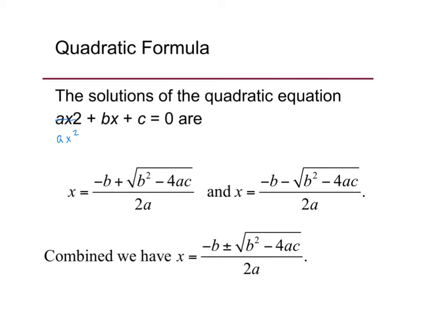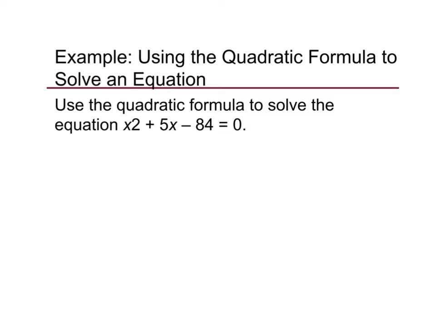Okay, so notice this guy up here is equal to 0. When I have a quadratic that equals 0, the solutions are found using the quadratic formula. And I like the combined version at the bottom here. X equals negative b plus or minus the square root of b squared minus 4ac, that whole expression over 2a. And that will allow us with one formula to solve a quadratic equation that's equal to 0. Now let's look at an example where we use that formula.